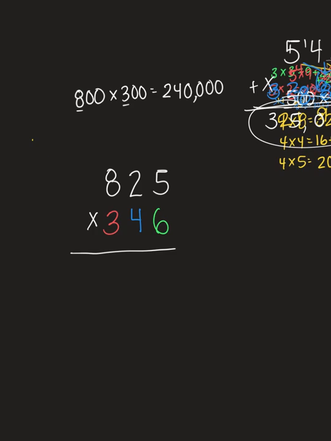So I will use some colors. I'll try to erase them just so you can see. But we're going to see 6 times 5 first, which gives us 30. And pause the video at any moment if I'm going too fast.